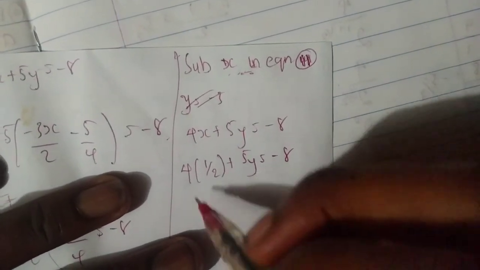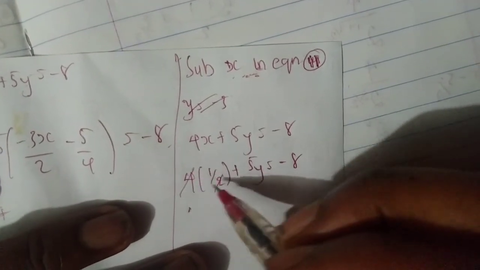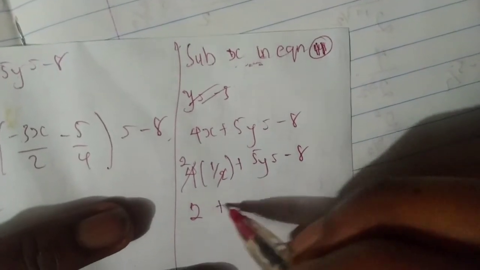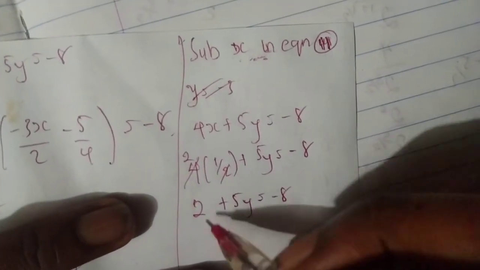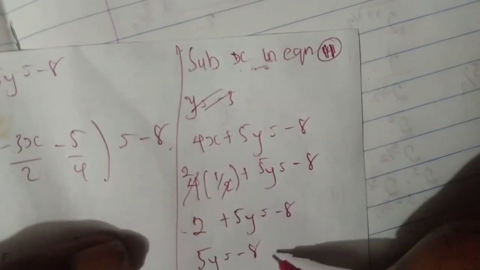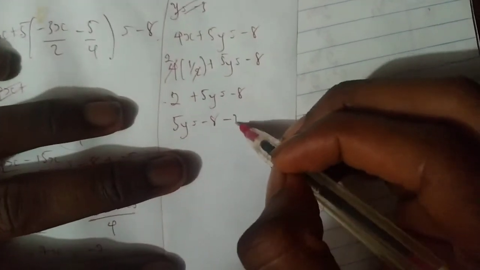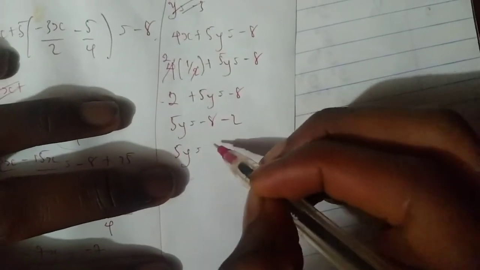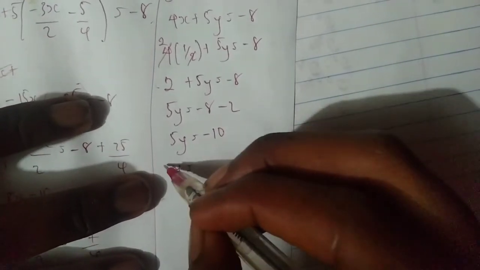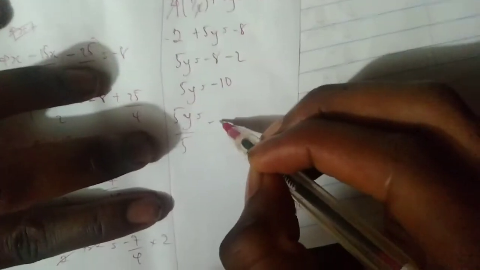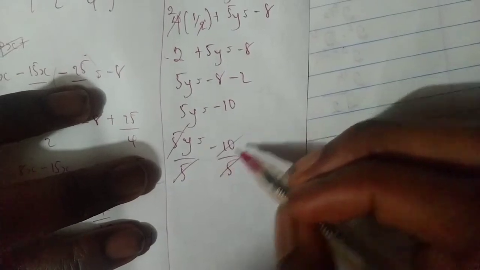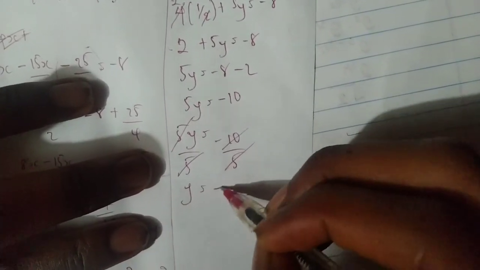We're looking for our y. So 2 can cancel 4, give us 2. 2 times 1 is 2. This plus 5y is equals to minus 8. So we carry this over, the equality sign turns it to minus 2. This 5y is equals to minus 10. Well, we are dividing both sides by 5. Let me just divide through by 5. This y is equals to minus 2.